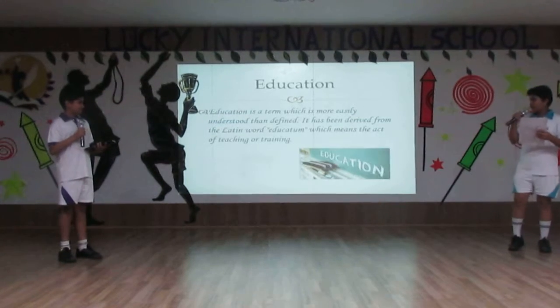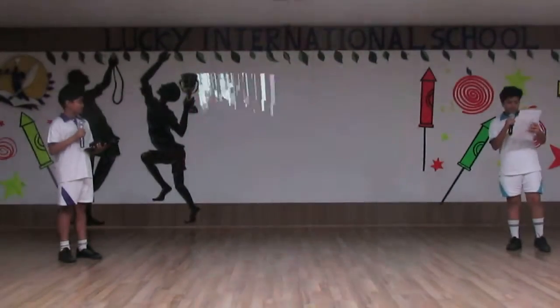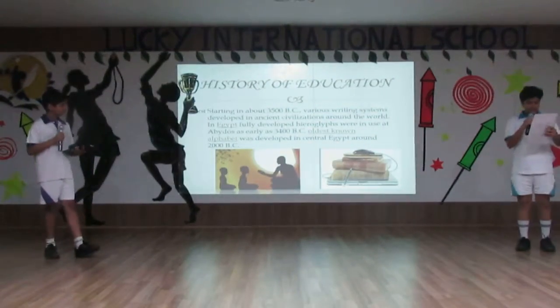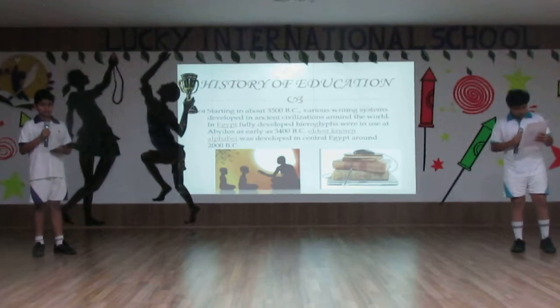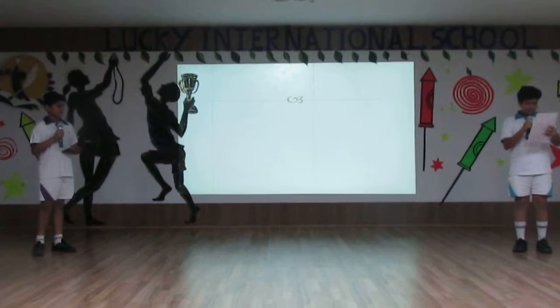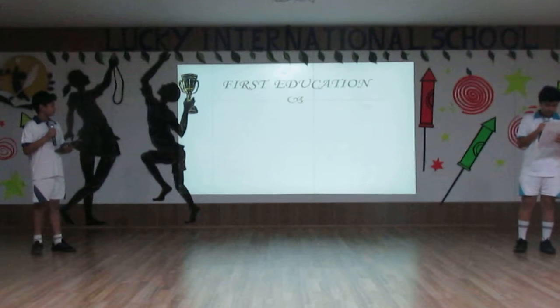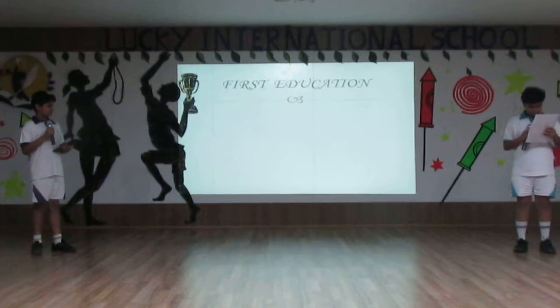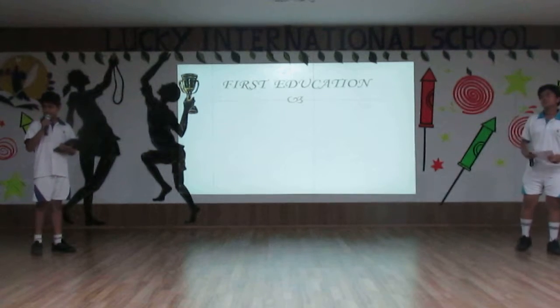History of education. Earlier, in about 3500 BC, various writing systems developed in ancient civilizations around the world. In Egypt, fully developed hieroglyphs were in use at Abydos as early as 3400 BC. The oldest known alphabet was developed in Central Egypt around 2000 BC.